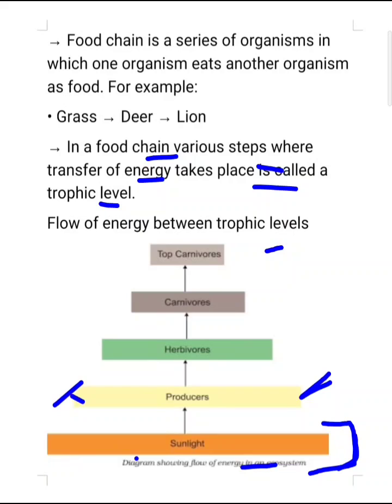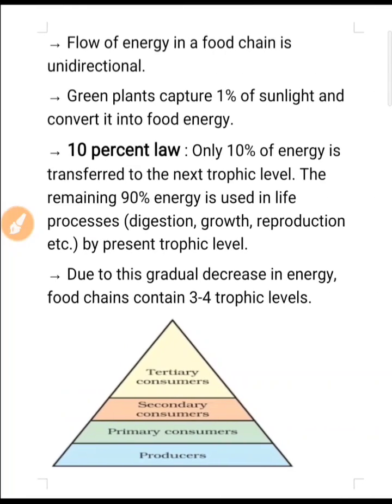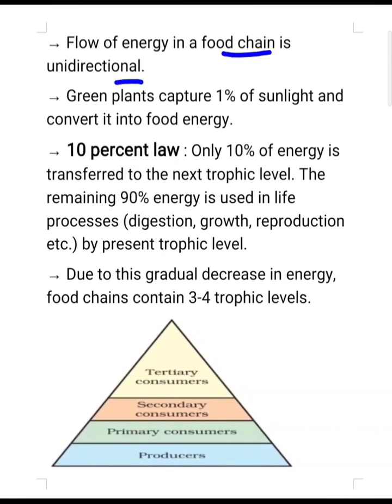Now producers are eaten by herbivores. Herbivores eat the producers, and in turn herbivore is eaten by carnivore, and carnivore is eaten by top carnivore. So you can see here that the energy is transferred between trophic levels. This is first trophic level, this is second trophic level, this is third, and this is fourth. Okay. So flow of energy in a food chain is unidirectional.